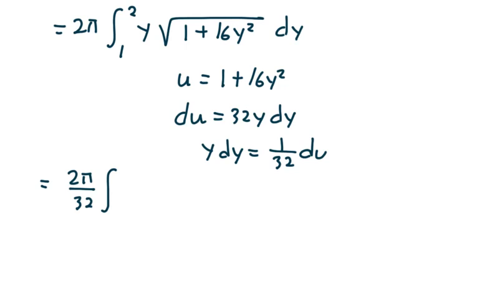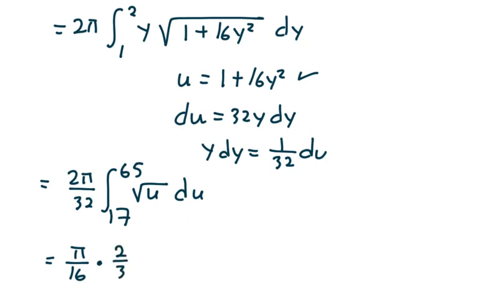Now, when y is 1, u is 17. When y is 2, u is 65. So you notice I'm plugging in the values of y and solving for u. And I'm going to take the integral of square root of u du. So this is pi over 16 times 2/3 u to the 3 halves, evaluated from 17 up to 65. Like this.